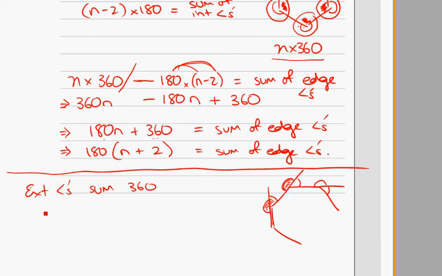So summing all those together, you'll get 360 for the exterior, plus we would need n lots of 180. We'd need to add 180 to each exterior angle, and once again common factor of 180, leaving me with 2 plus n, which is what we were asked to prove.